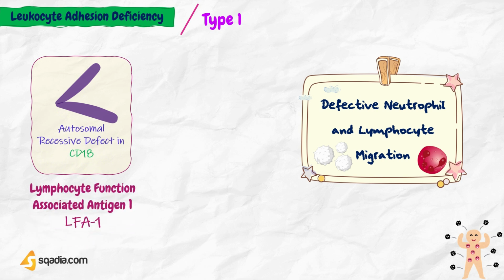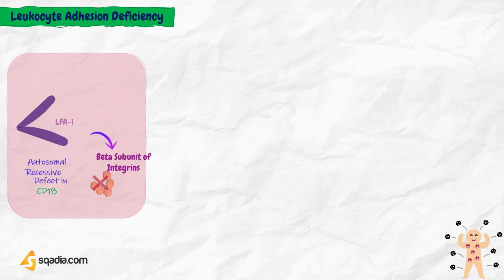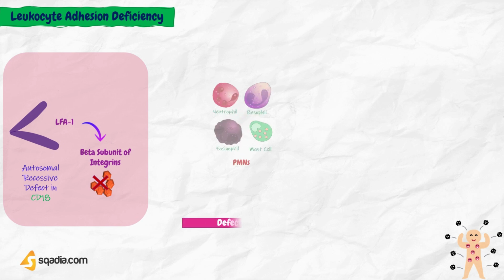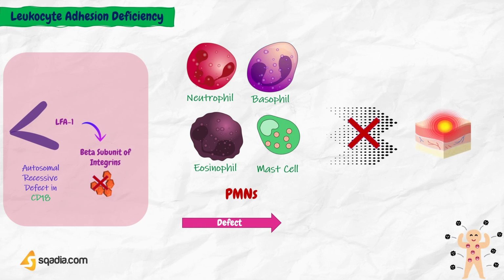This is also called the lymphocyte function associated antigen 1, or LFA1. This is usually formed by the beta subunit of several integrins, which are adhesion molecules. Therefore, a defect in this will cause the white blood cells, especially the polymorphonuclear leukocytes, to be unable to roll or migrate to the inflammatory locations.